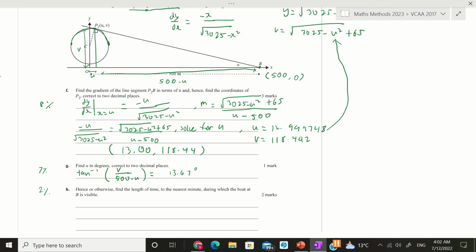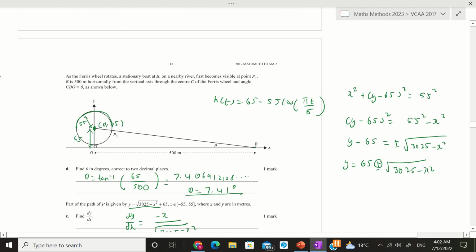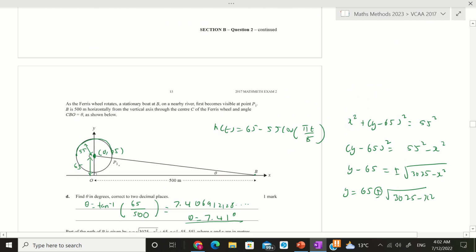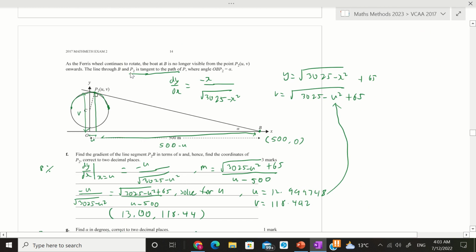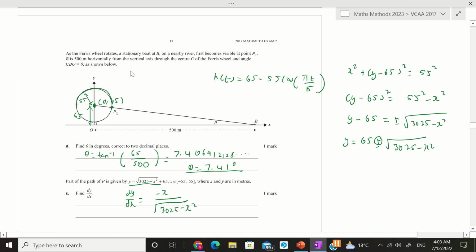Obviously we remember what our equation is, the equation that was originally given to us at the start of the question: h of t is equal to 65 minus 55 cos pi t on 15, right? So you want to find the interval of time such that the boat was visible during that interval. If you remember, the boat was visible from this point P1 here, up till the point P2. It was visible during those times.